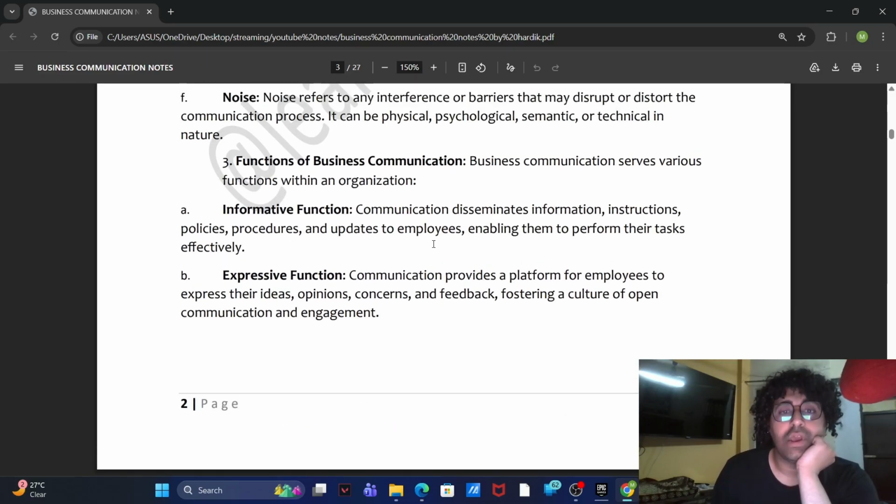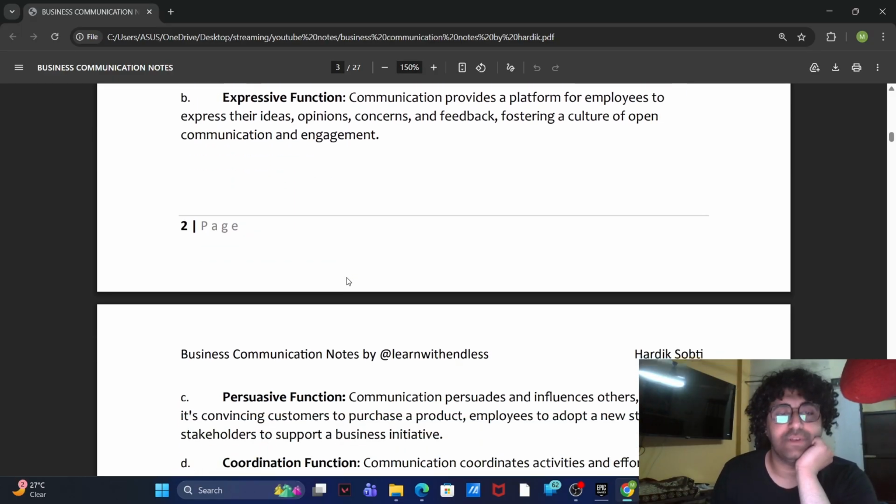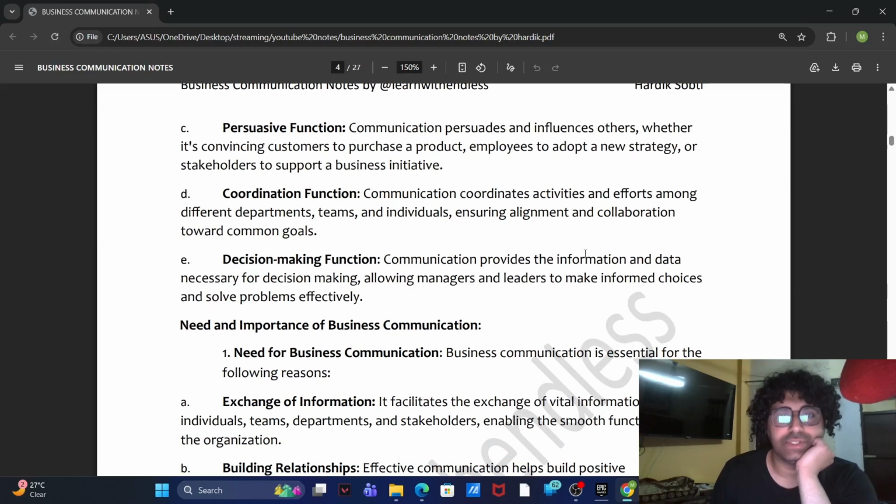Informative function. Communication disseminates information, instructions, policies, procedures, and updates to employees, enabling them to perform their tasks effectively. Expressive function. Communication provides a platform for employees to express their ideas, opinions, concerns, and feedback, fostering a culture of open communication and engagement. Persuasive function. Communication persuades and influences others, whether it's convincing customers to purchase a product, employees to adopt a new strategy, or stakeholders to support a business initiative.